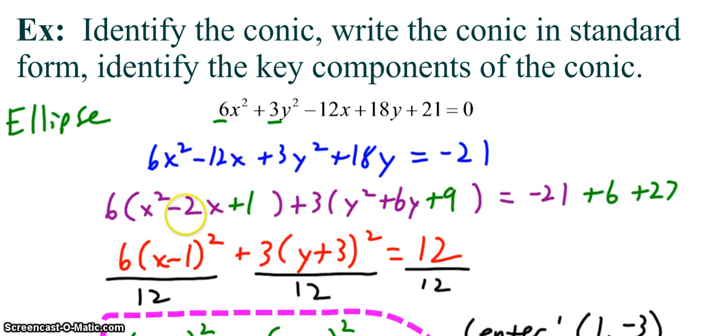So I had x squared minus 2x, half of 2 is 1, 1 squared is 1. Since this 1 is multiplied by 6, I added 6 to the other side. I factored out the leading coefficient from the y's, so I factored out the 3. So then I was left with y squared plus 6y. Half of 6 is 3. 3 squared is 9. 9 times 3 is 27.